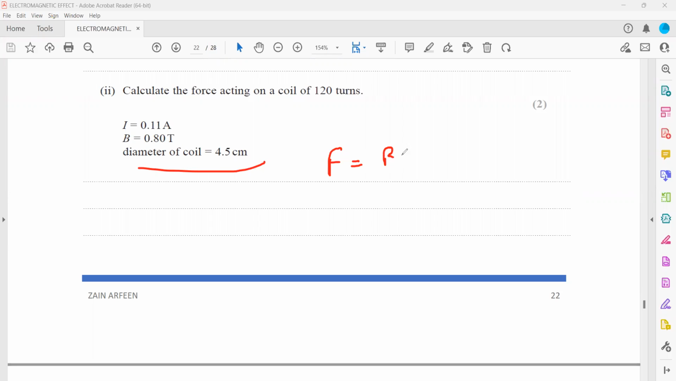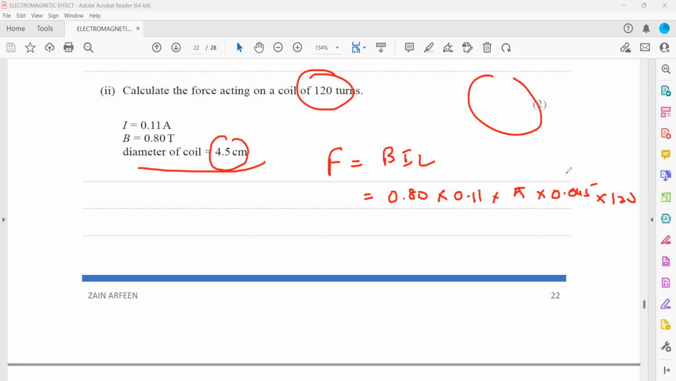So F = BIL. B is the strength of the magnetic field, 0.80 tesla, multiplied by current 0.11, and then pi d. As you can see, in most of these questions the lengths are in centimeters, so don't forget to convert to meters: 0.045. But how many turns? 120. For one turn this was the length, then multiply by 120, so that will be the total length. When we multiply all of them, we get the force on this wire, which is about 1.5 newtons.